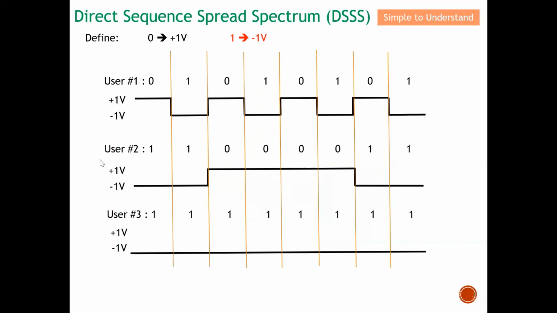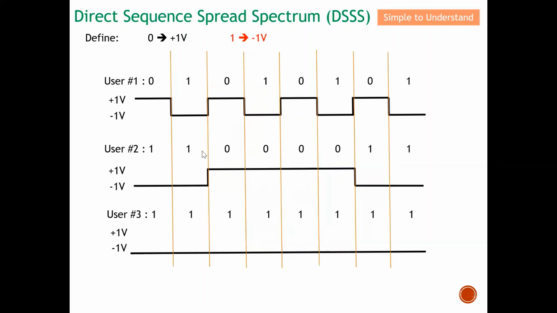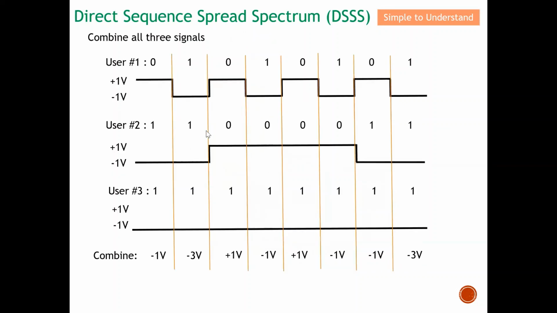10101010. Next, for user 2, the user 2 message is 11000011. So this is 11000011. Okay, again, when the message is 1, I use -1. And when the message is 0, I use a +1. And this is how I get the user 2 waveform. Next will be user 3. Okay, user 3 is all 1, so it will be a flat -1 line. Okay, so this is the signal that is sent over.